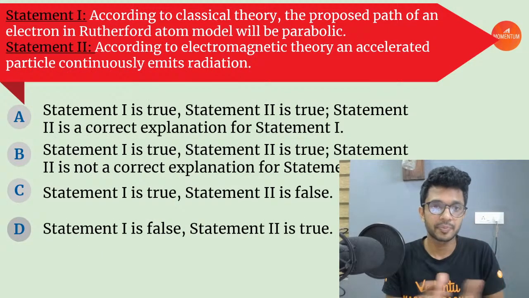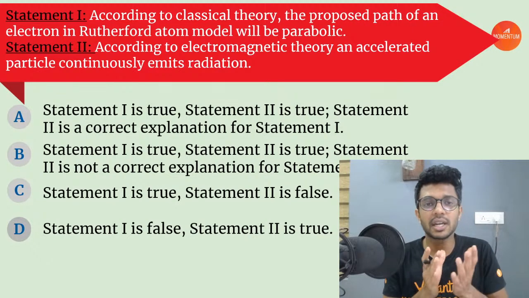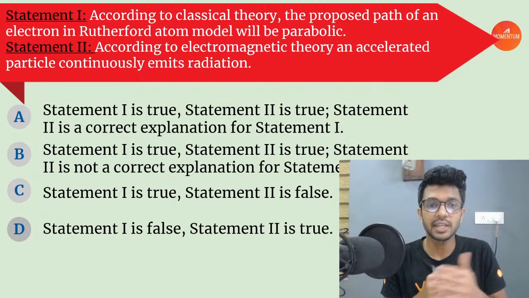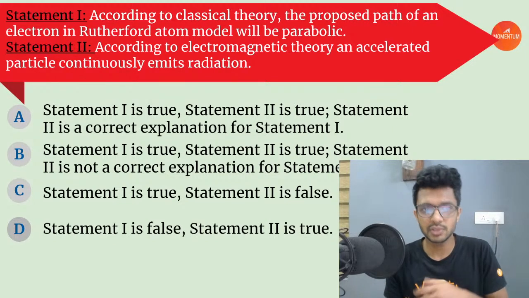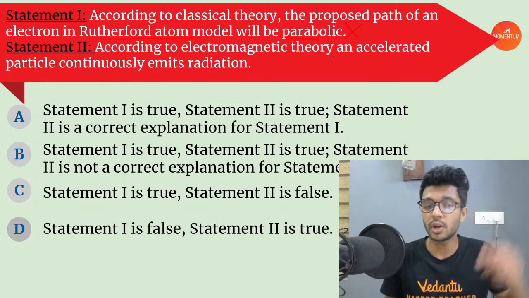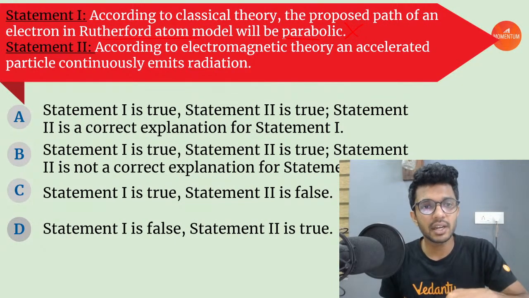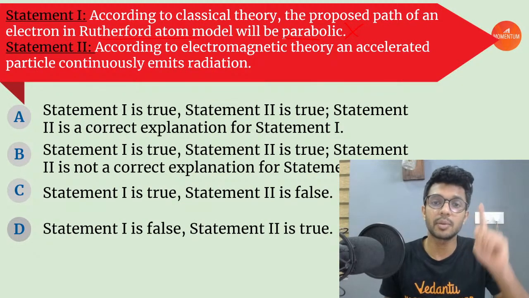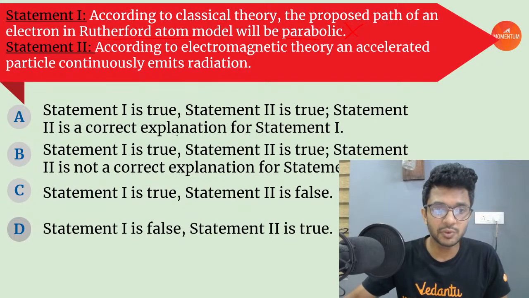Good, keep it up. Now, two statements are given, so you have to check which are correct, whether the first statement is actually explaining the second statement and all that. So let's read each and every statement. According to classical theory, the proposed path of an electron in the Rutherford atom model is parabolic. No, according to the Rutherford model, the electrons are revolving around the nucleus in a circular path. So the first statement is false. Which option says that? Yes, it's false.